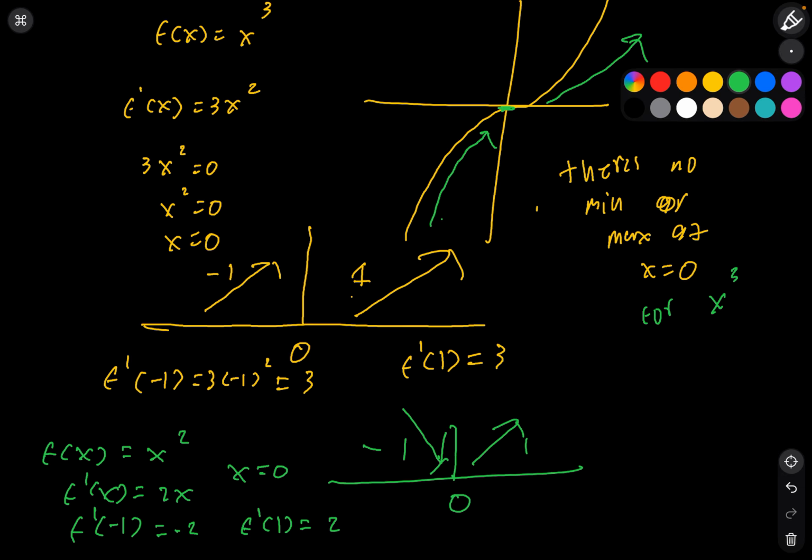Now, let's say we had a domain restriction. So let's say we had a random function. F of x is equal to x to the third plus 2x plus 3. Right? And then we're restricted to the domain of 1 and 4. Let's find the maximum and the minimum.